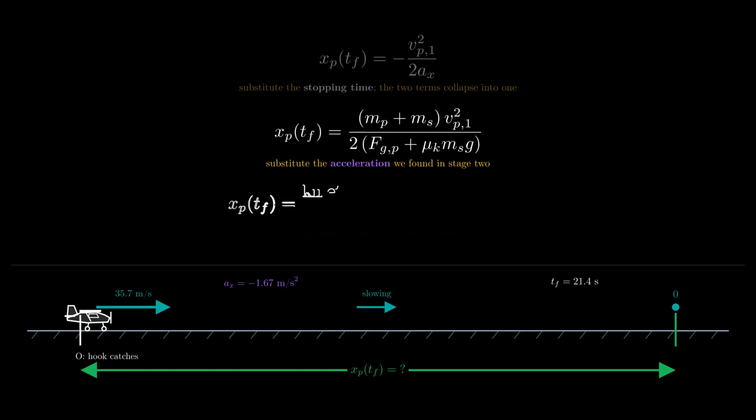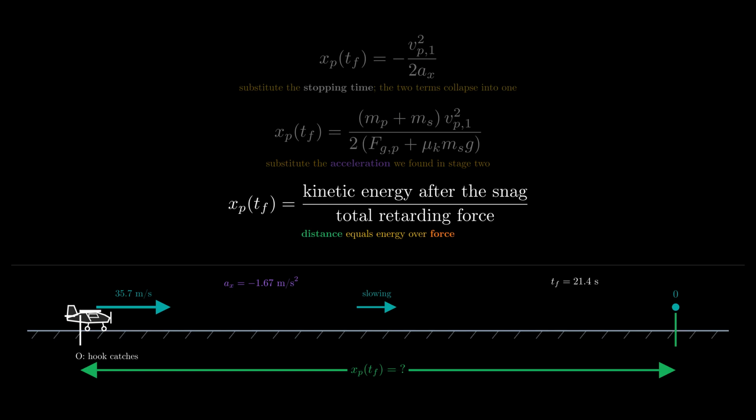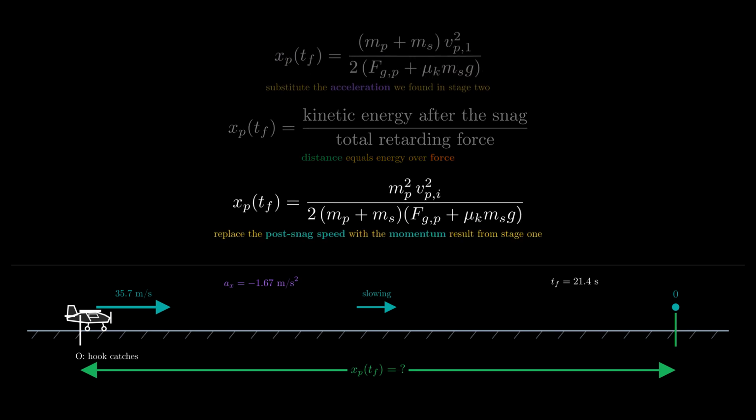That form has a clean reading, the kinetic energy the system carries away from the snag, divided by the total retarding force. Distance equals energy over force. One last substitution closes the loop. Replace the post-snag speed with the momentum result from stage 1. The stopping distance becomes the plane's mass squared times the landing speed squared, divided by twice the combined mass times the sum of the braking force and the mu sub k times the sandbag's weight.